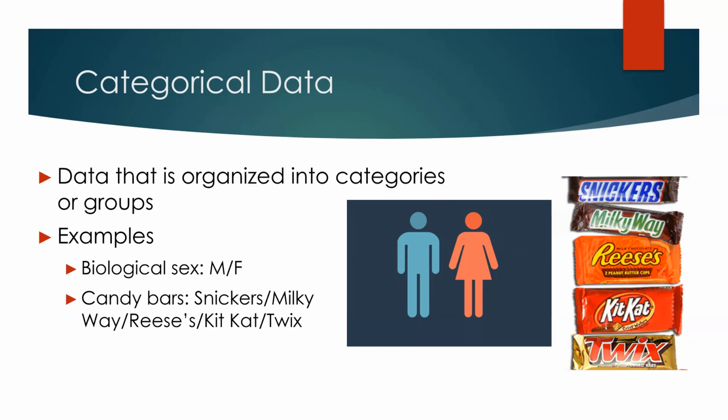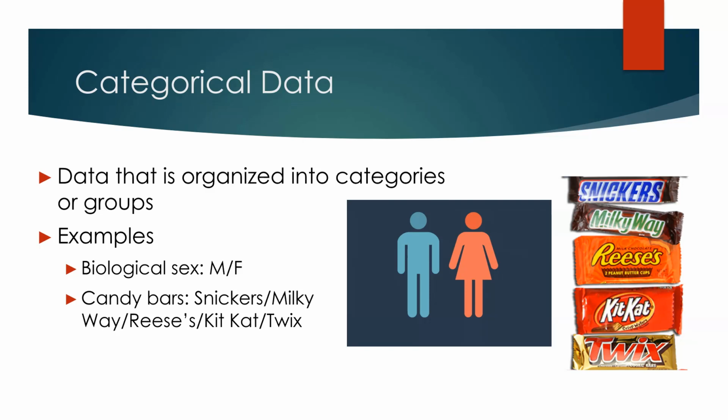And write that down. Now, these groups are not in any particular order. They're not ranging from least to greatest, right? There's not like male to female, right? From least to greatest. It's not like Snickers to Twix in some kind of ranked order. These are just separate categories of data.